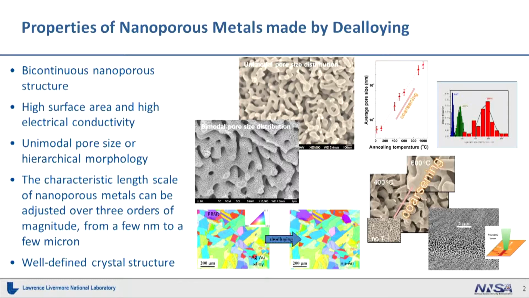Another very interesting property of the material is that it has a very well-defined crystallinity. So actually the nanoporous material keeps the grain size of the alloy that we start the sample off from. So we have a material that has a length scale of tens of nanometers in ligament size, but also single crystalline grain sizes of several hundred microns or even up to millimeters.